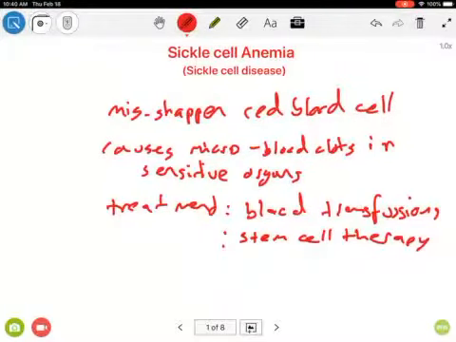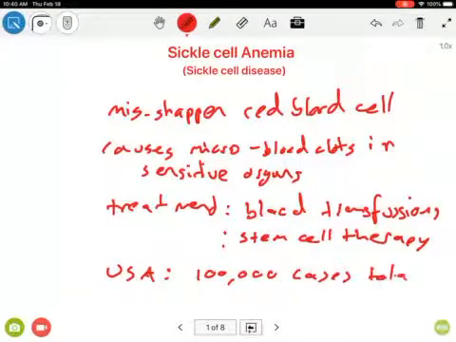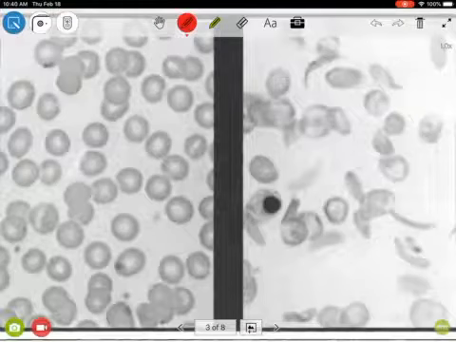And how common is this? Well, we'll talk about how common it is in the world, but in the U.S., there are about 100,000 cases of this, which makes it pretty rare. Okay, so we have about 100,000 total cases of sickle cell anemia. All right, pause the video if you need to and write that down. I'm going to move on.